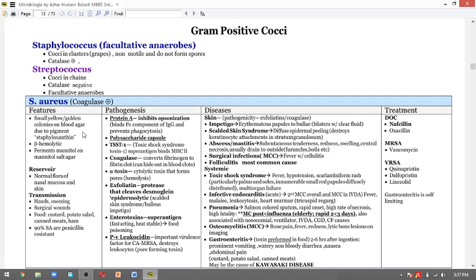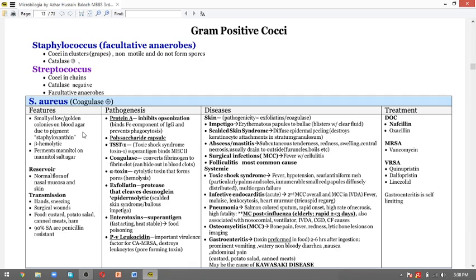The transmission is by hands, sneezing, and surgical wounds, and with food such as custard, potato salad, canned meat, and ham, as you can see on screen. And 90% of Staph aureus are penicillin resistant. So it is established as of today that most of the Staph aureus bacteria are already resistant to penicillin. Okay, we'll move on to the pathogenesis.